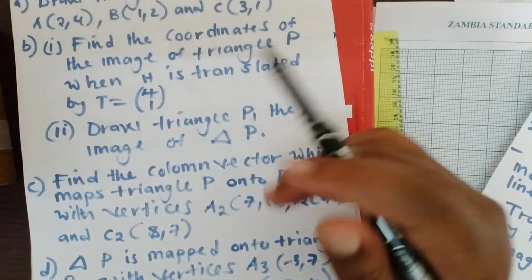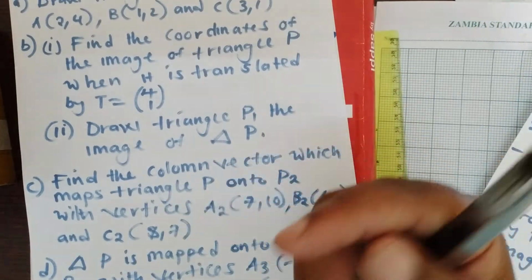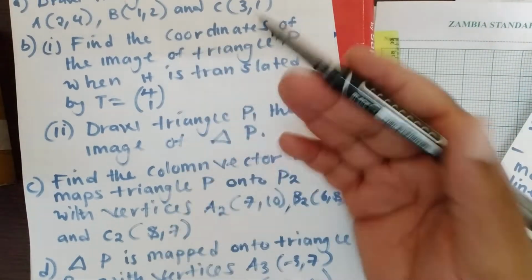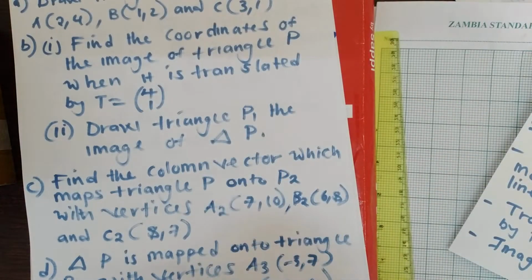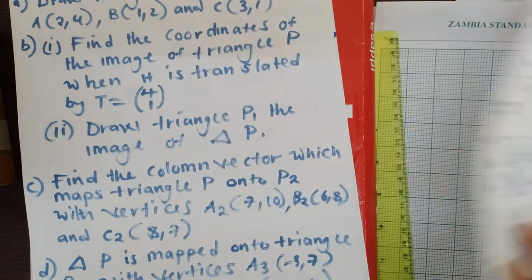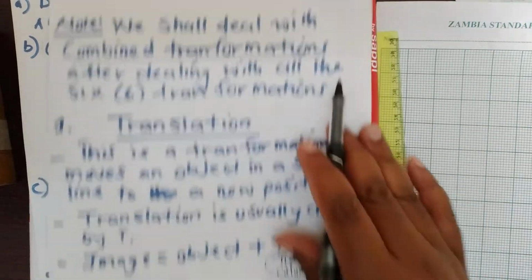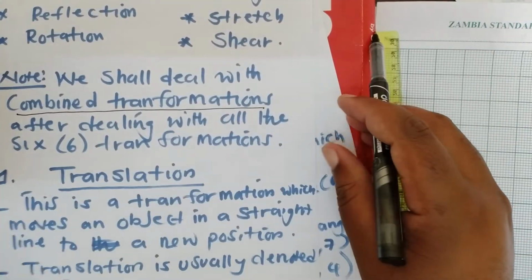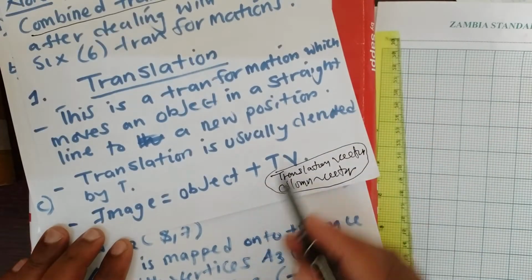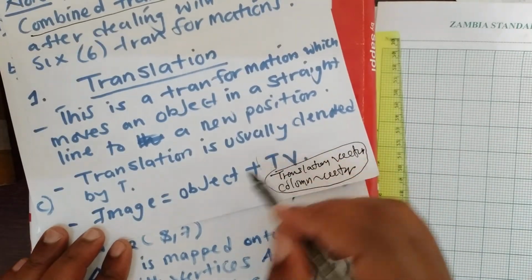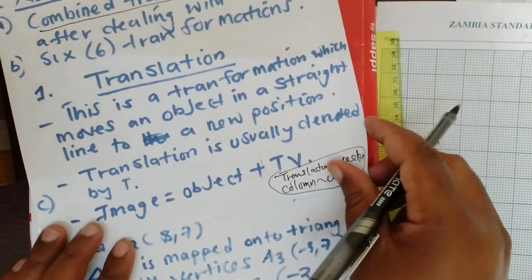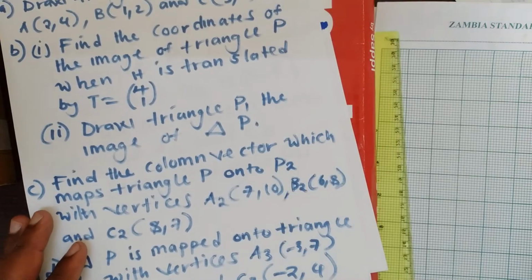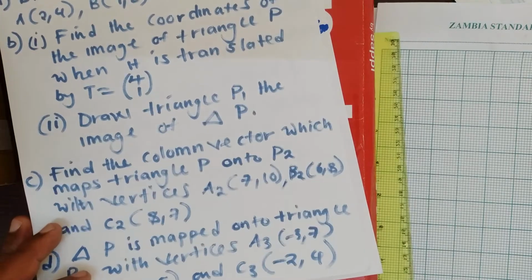So that's what we are talking about here. Now, what is it that you need to know for you to describe a translation fully? You must acknowledge that it is a translation. Then two, give the translation vector. Give the translation vector. Then it's done. Okay? So let's look at an example.